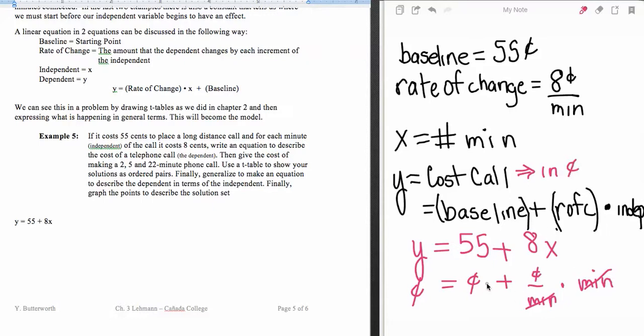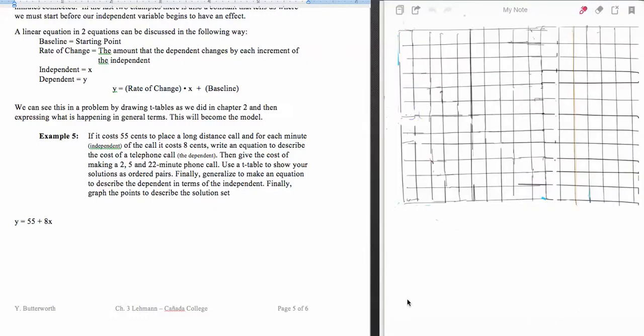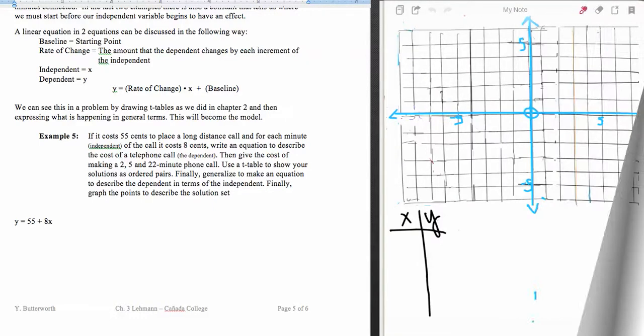That's the unit analysis that you want to see happen. If you got dollars plus cents here, you know that's not correct, because the units here and the units here have to go along, and that certainly does. So we're going to go back and make a t-table and plot this. Let's see, I think maybe one more over here.